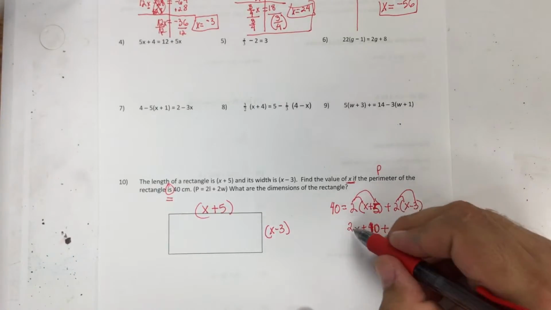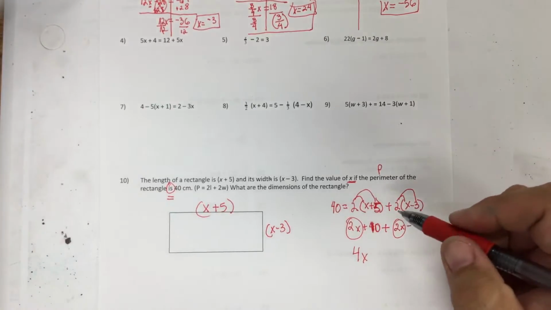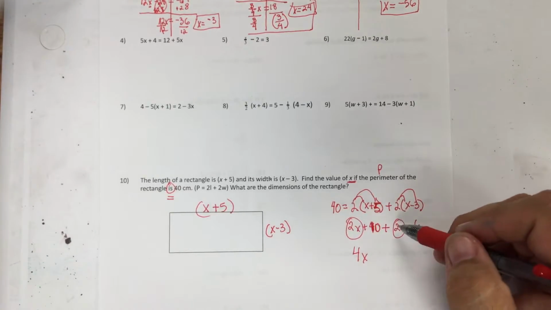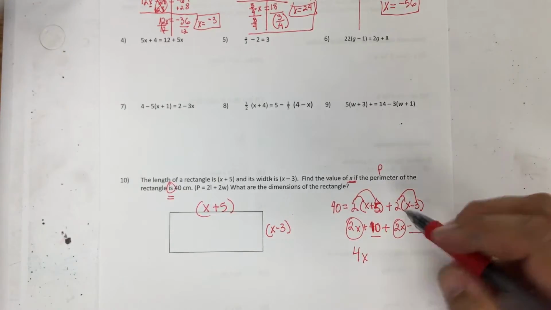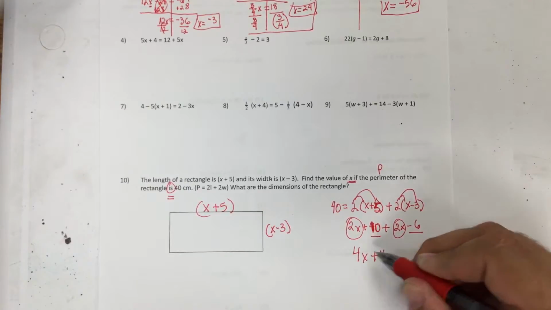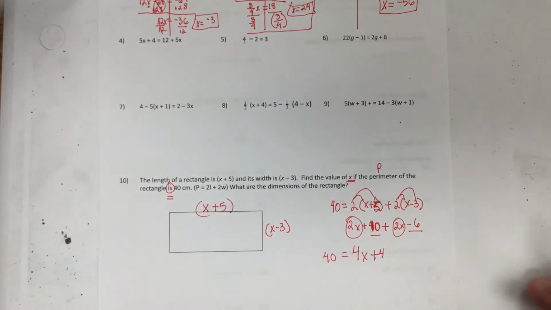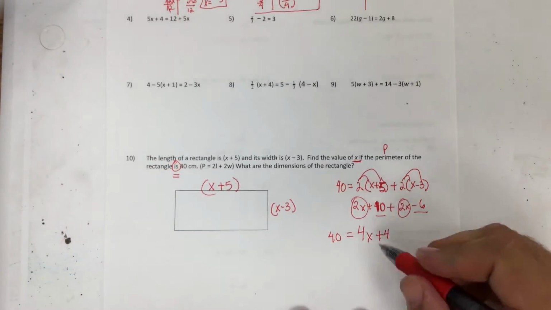Anyway, now we combine like terms. 2x and 2x gives me 4x. Those are like terms because the variables are exactly the same and their exponents are the same. In this case, they're 1. Now I have 10 minus 6 is 4. So this tells me 4x plus 4 is equal to 40. Now you can see I'm almost solved for x. I'm finding what x is equal to.